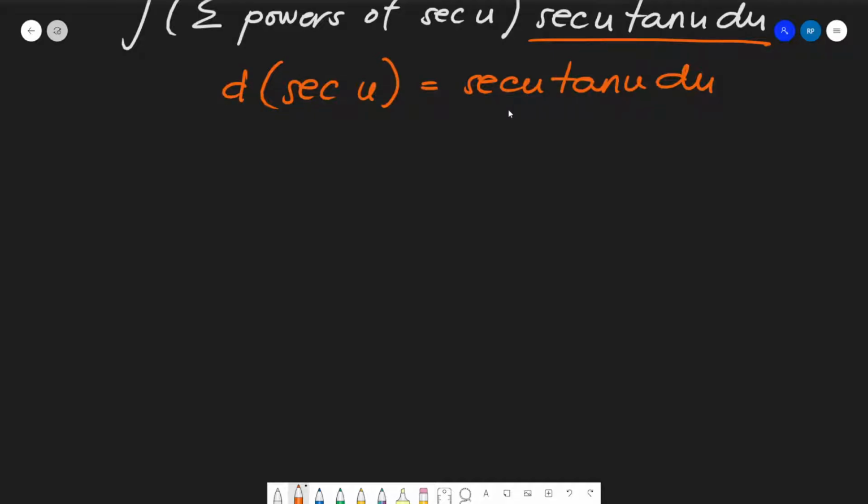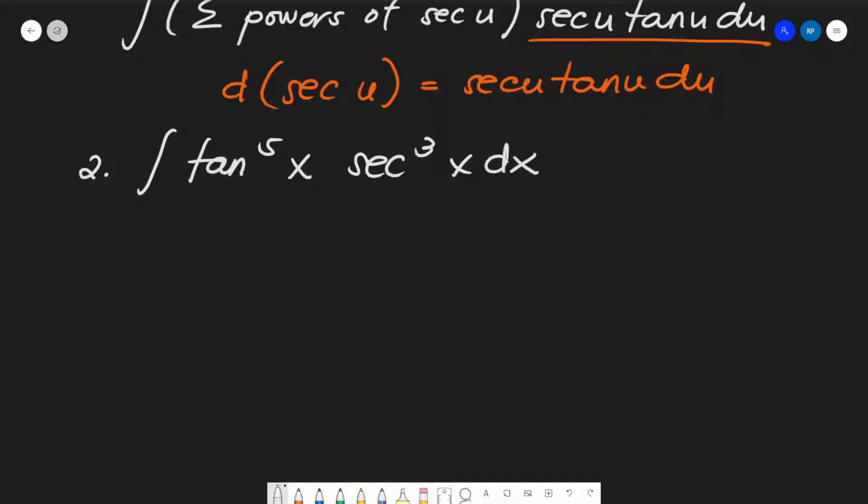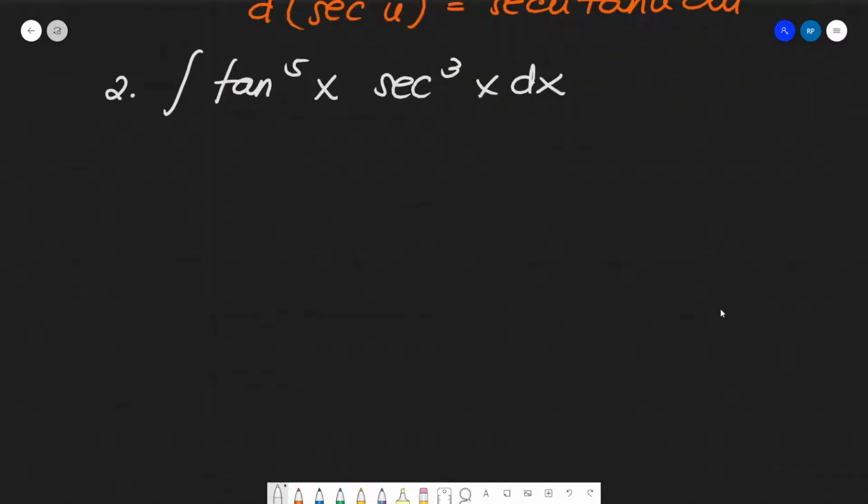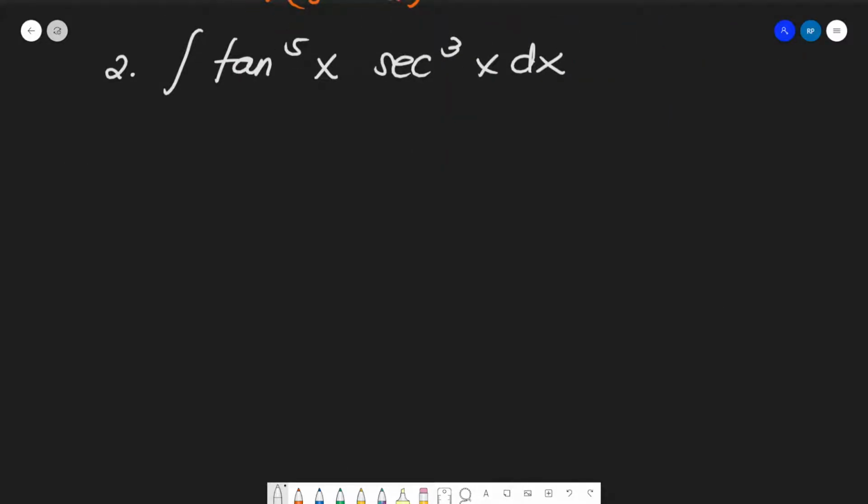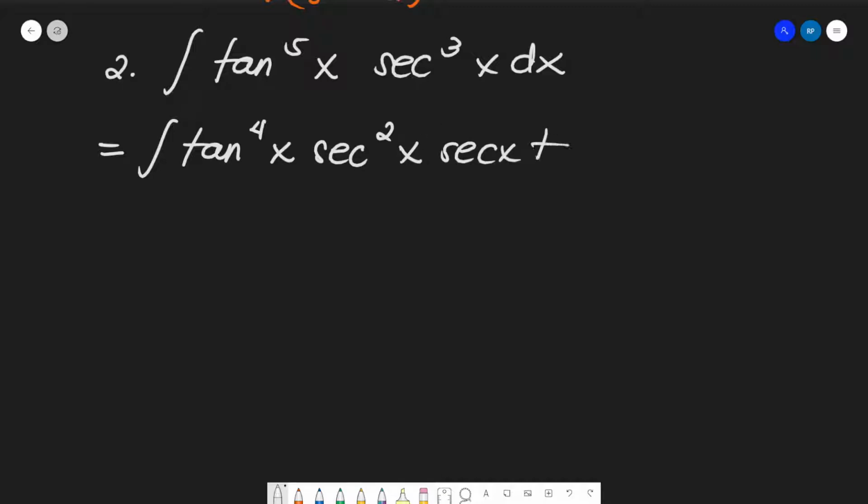Okay, so, let's have example number 2. Pinapahanap sa atin dito is the integral of tangent raised to 5x secant cube x dx. Ito yung pinapahanap sa atin. So, m is a positive odd integer. Magbabawas tayo ng tig-isa. So, we have the integral of tangent to the fourth x secant squared x, secant x tangent x dx.